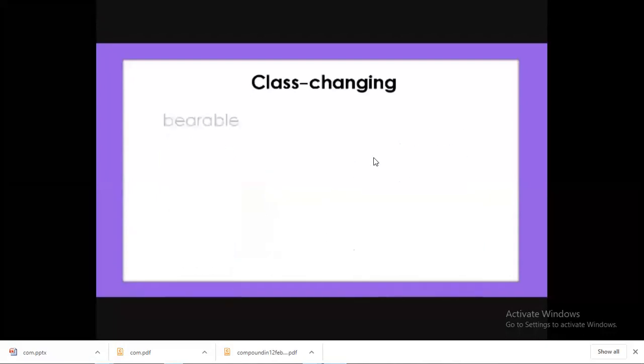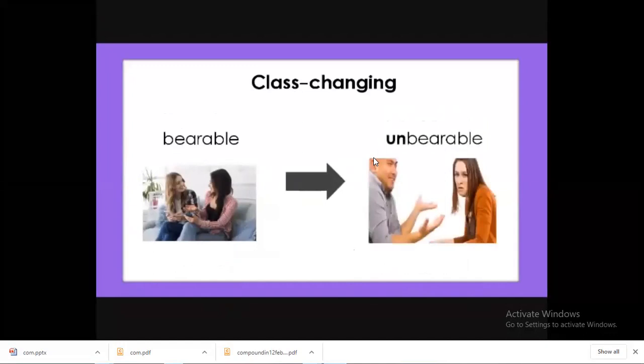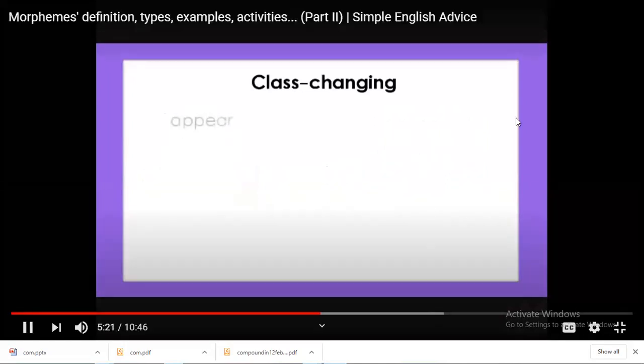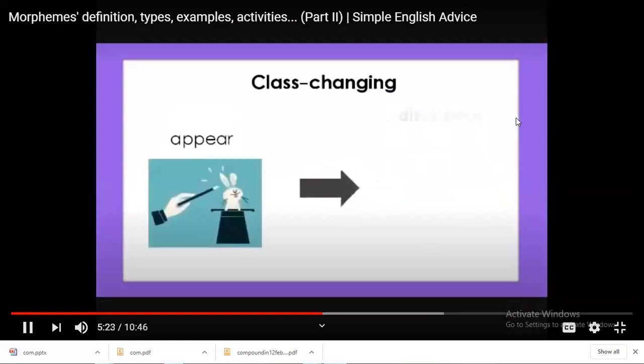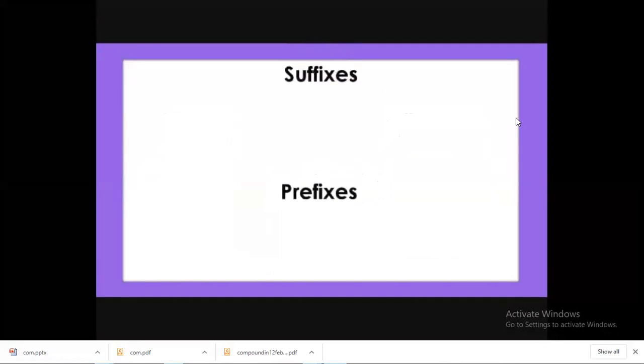The same happens with the case of bearable, which is an adjective, and unbearable, which keeps being an adjective, but they mean opposite things. And the same exact thing happens with appear and disappear. If you can notice, inflectional morphemes are all suffixes.